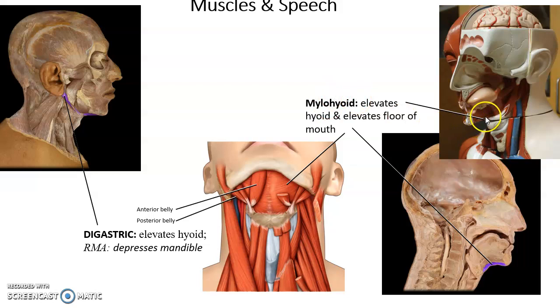And then we have the mylohyoid muscle. Mylohyoid is at the very floor of the jaw, and it goes from the mandible to the hyoid bone. Mylohyoid elevates the hyoid bone and elevates the floor of the mouth. So mylohyoid, way down at the bottom, elevates the hyoid bone and also elevates the floor of the mouth.